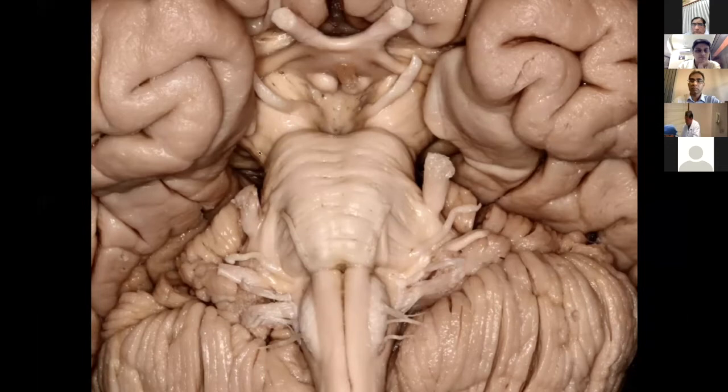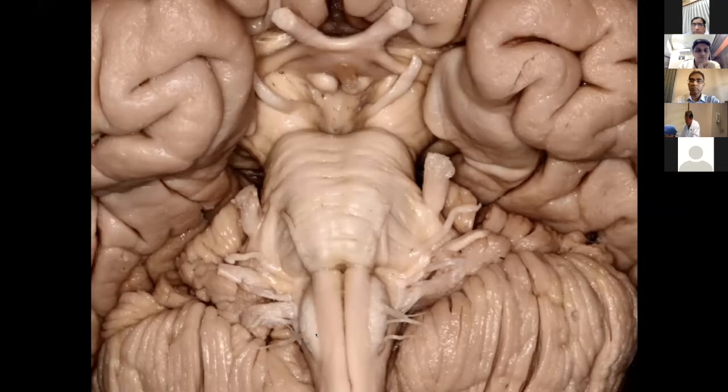Here we will find the pontomesencephalic sulcus that separates the midbrain from the pons, and here we will find the pontomedullary sulcus. And in this anterolateral view, we will find the rootlets of the different cranial nerves: the third cranial nerve, the fifth cranial nerve, the 6, 7, 8, 9, 10, 11, and the 12th cranial nerve.